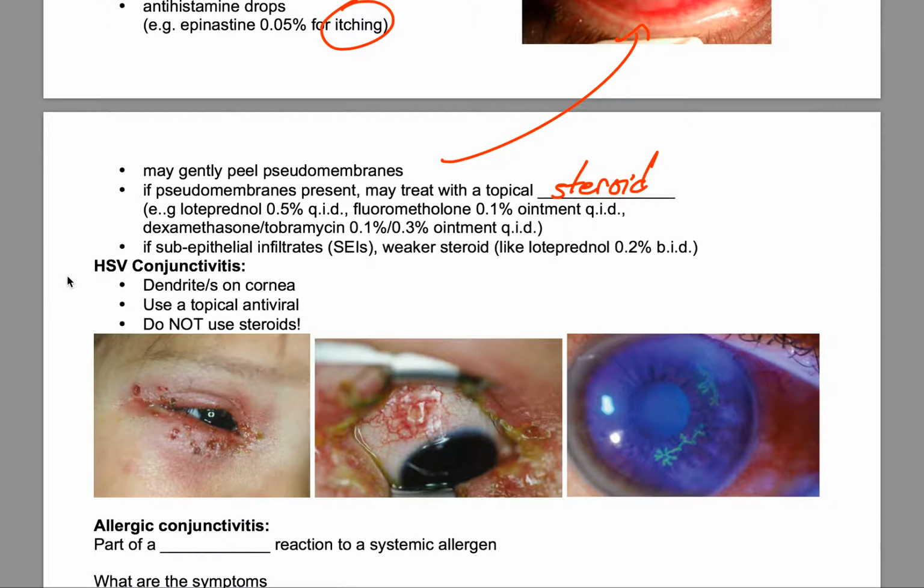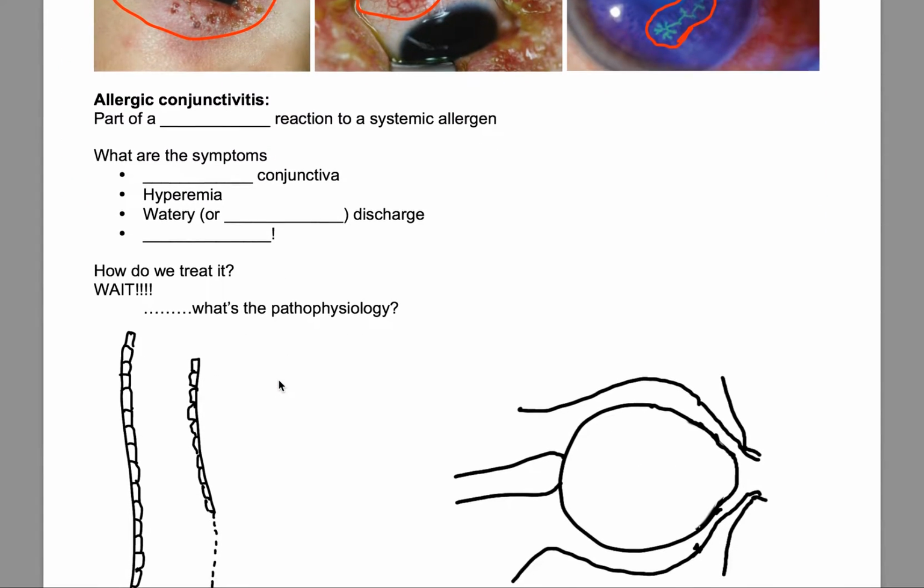That said, there's one type of viral conjunctivitis where you absolutely do not want to use steroids, and that is herpes conjunctivitis. The patient may develop these spiculated lesions on the cornea that glow under fluorescein dye, and those are called dendrites. If a patient has dendrites on the cornea, absolutely do not use any kind of topical steroid. They need a topical antiviral, but steroids will make the problem much worse. HSV conjunctivitis can also, of course, affect the conjunctival layers themselves, and the herpes virus can affect the area around the eye as well. Let's move on to allergic conjunctivitis.